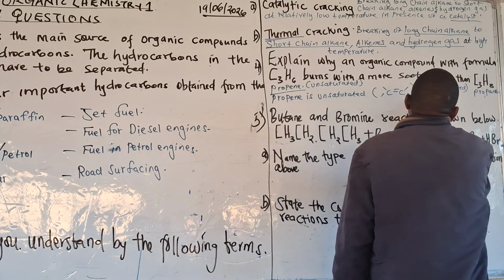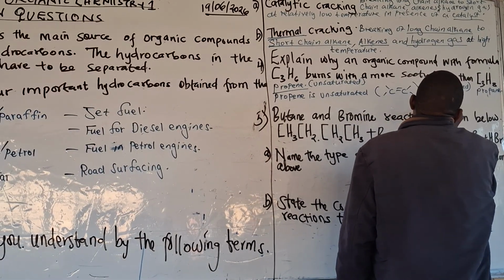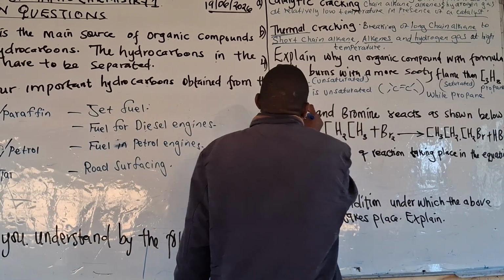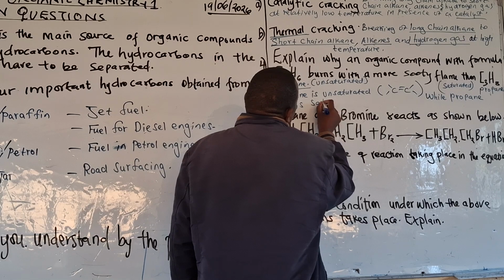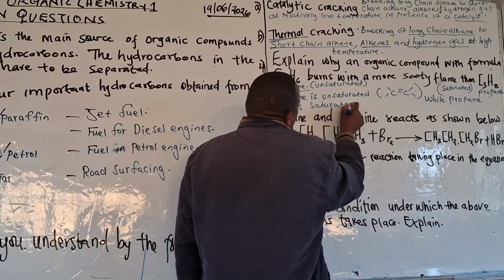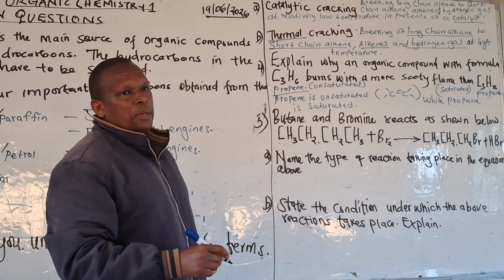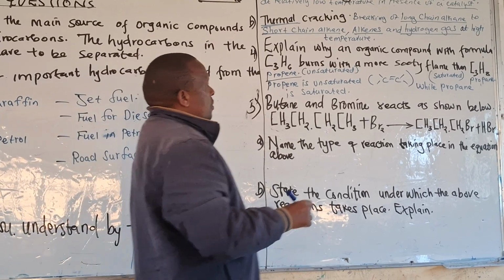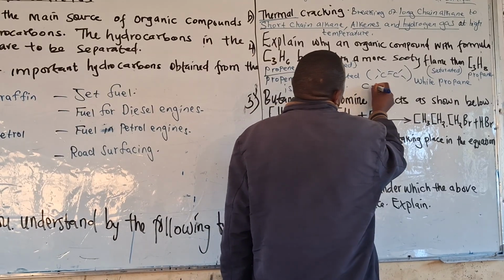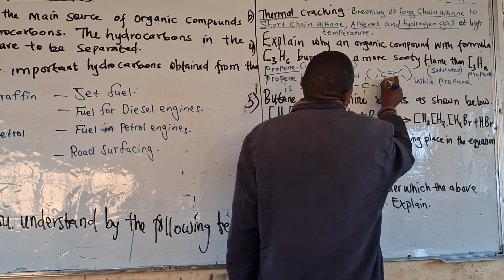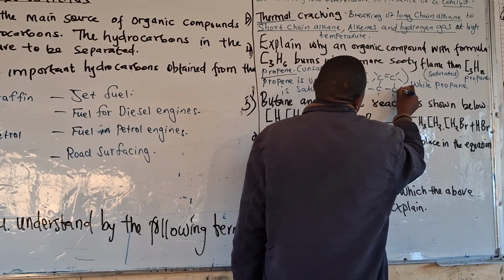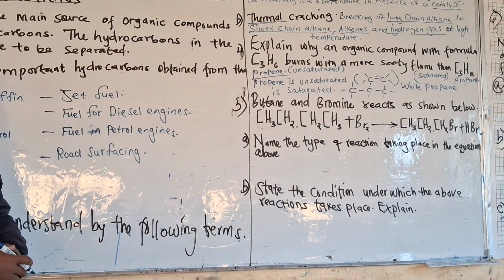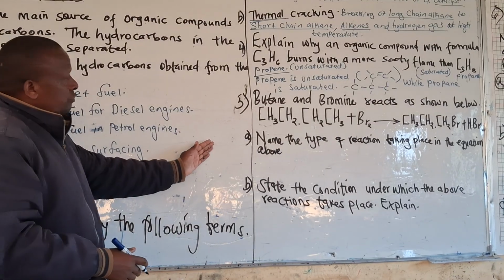What about propane? While propane is saturated. When you say propane is saturated, what do you mean? It has single covalent bonds only. Are we together? So it has only this carbon, single covalent bonds only, like this. We do not have a double bond anywhere in its structure. Are we together? Now we move to the next question.